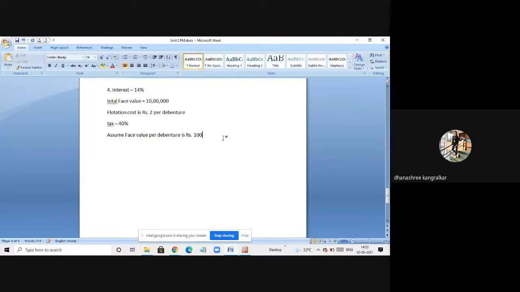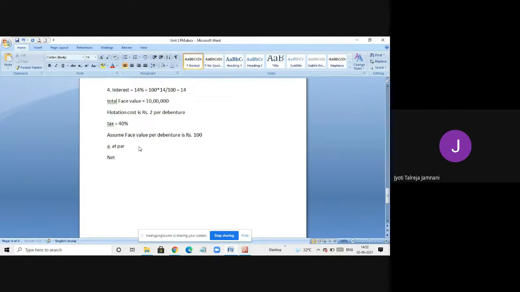Yes, ma'am. So we'll find the interest now. So interest also we need per debenture. We cannot take total interest because nothing in total we are going to take. So interest will be on 100 rupees face value that you have assumed, 14%. So 100 rupees 14% is 14 rupees per debenture. So first we'll solve it at par.